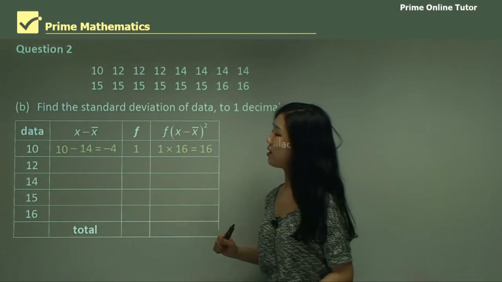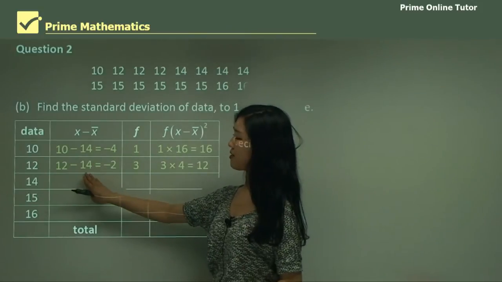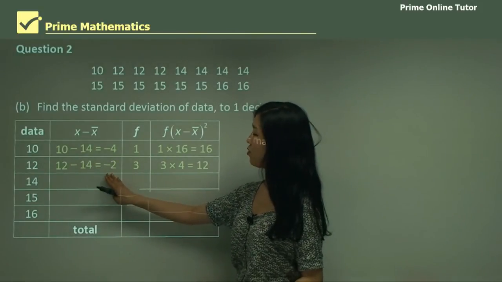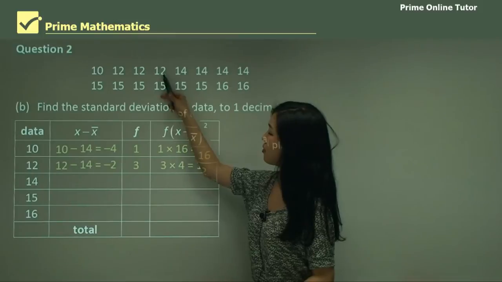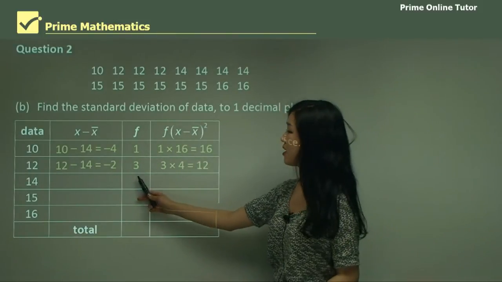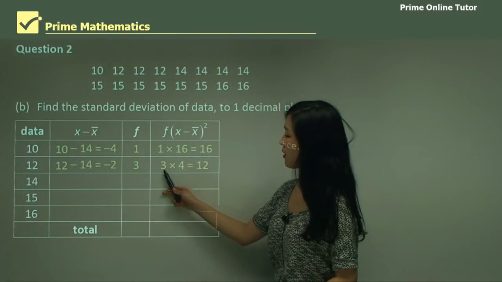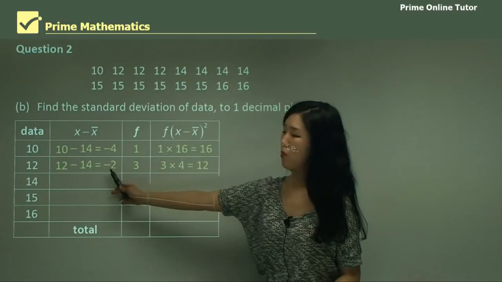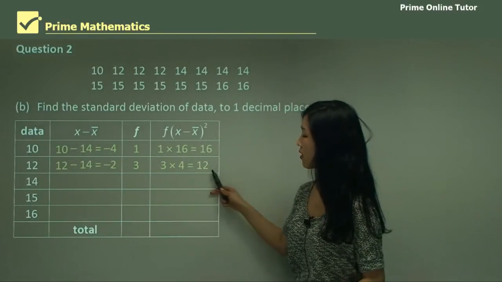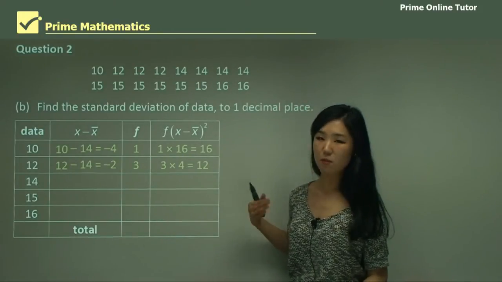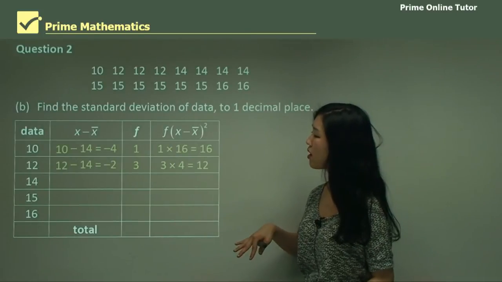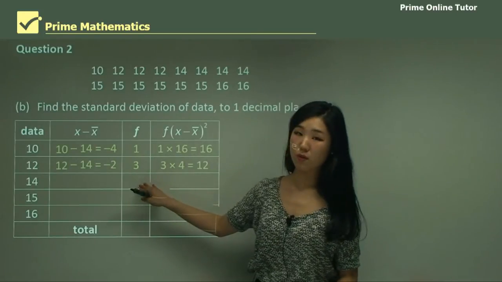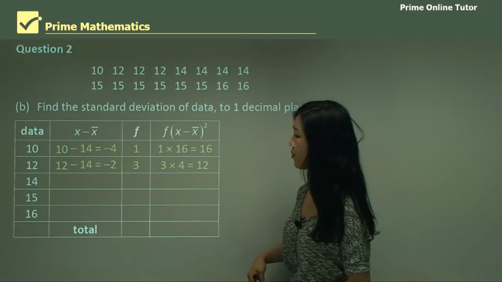Now the second one, same way, 12 minus the mean of 14, which gives -2. And there's 3 12s, so the frequency is simply going to be 3. And here I have to multiply the frequency of 3 by the square of this value, which is 4. So it gives 12. Okay, so this is the same way as we did in the previous question, but we're just multiplying the frequency because there's more than one same value.